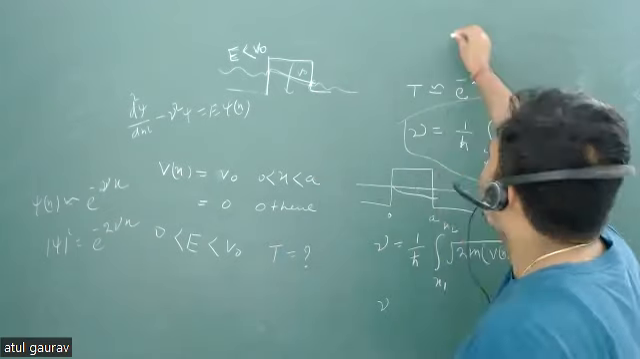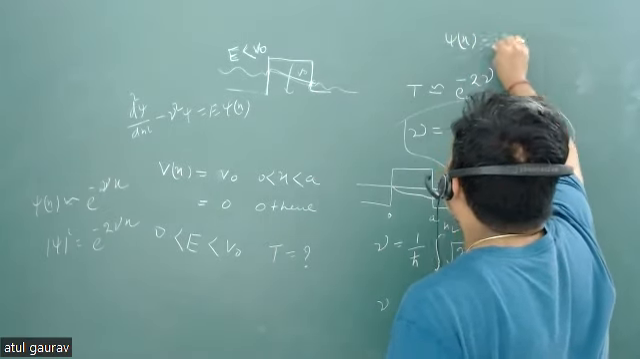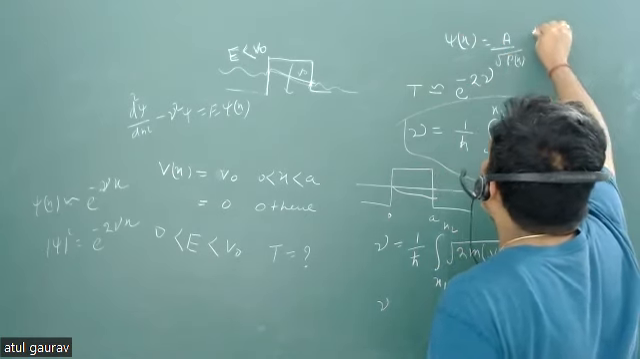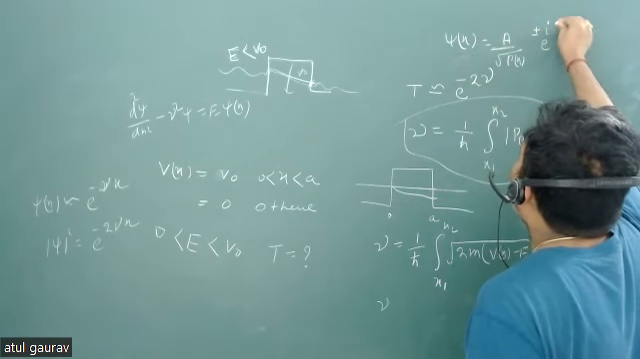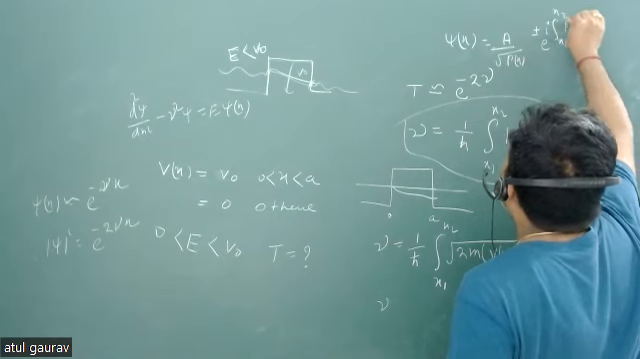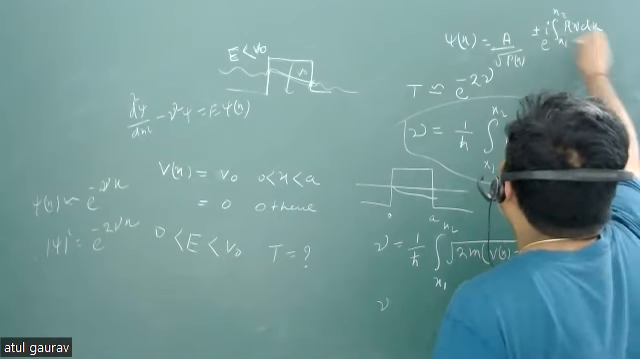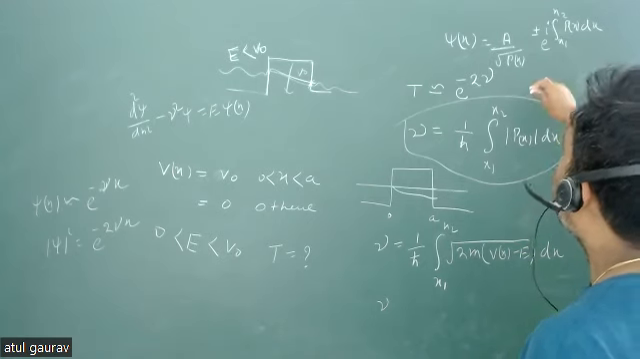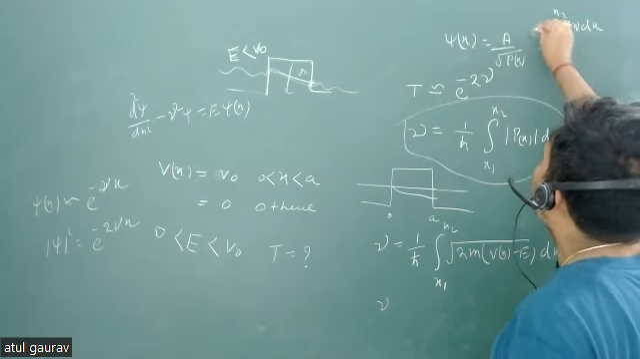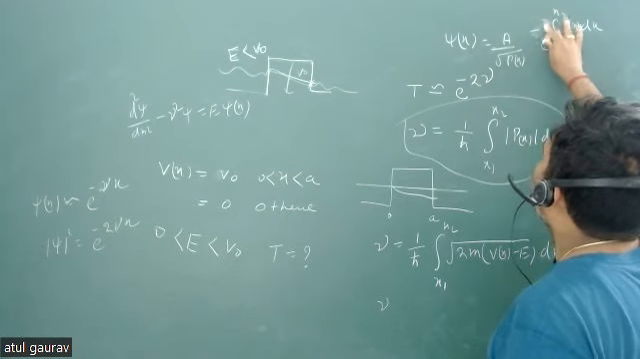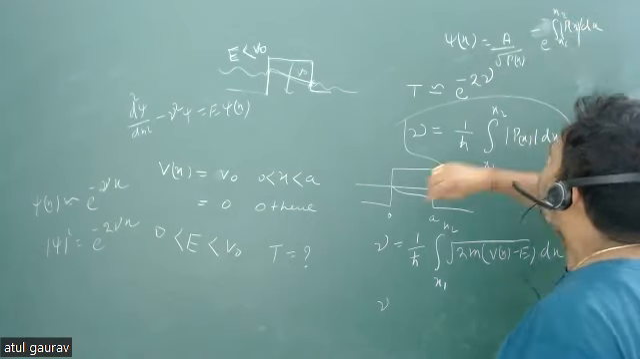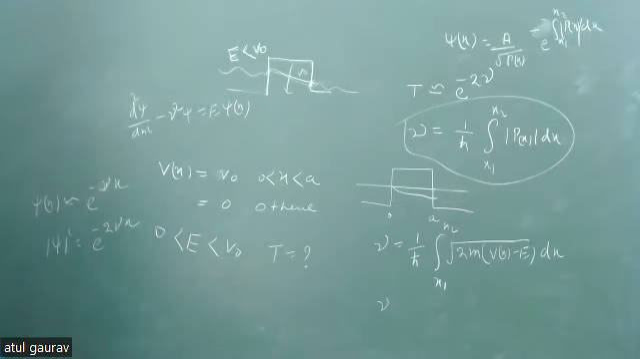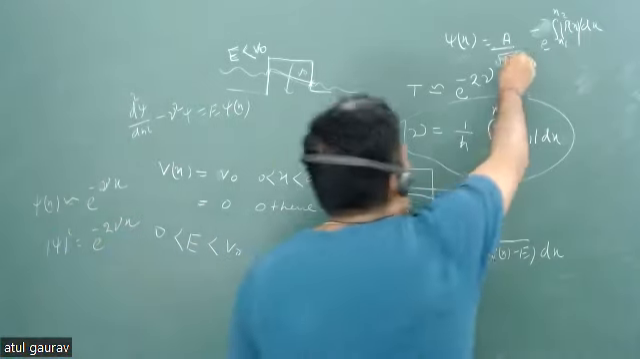And yesterday also you saw our approximated solution. What was that solution? psi is a over root p(x) times e to the power plus minus i, integral from x1 to x2 of p(x) dx. Remember? That was how it was. And when you are in the classical forbidden region, this plus minus i will change to a minus sign, and here you will go for mod p. Isn't it? We have to take the mod here.